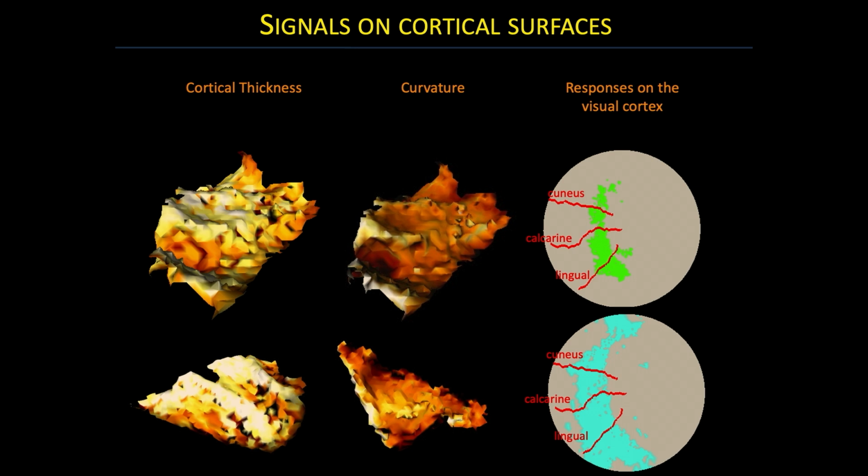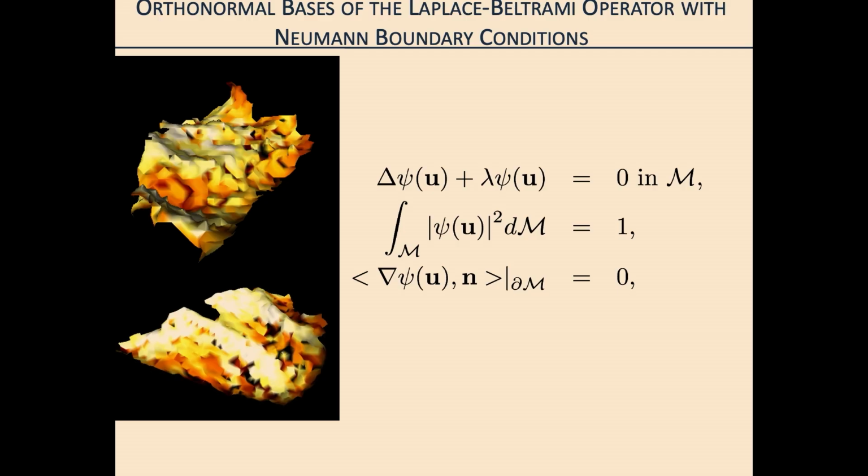If you have signals defined on that, how will we be able to study them? Do we have some basis like sine and cosine functions on those surfaces? The answer is yes. We can build similar sine and cosine functions on those cortical surfaces, so that you can do signal processing as we do in Euclidean space, one-dimensional, two-dimensional, and three-dimensional space. You can do anything you want to.